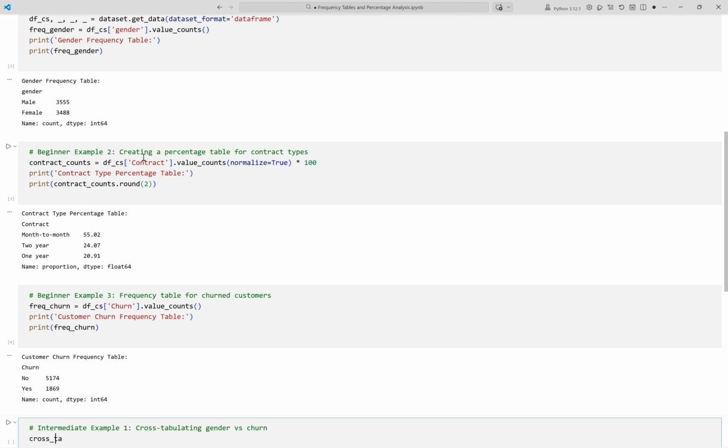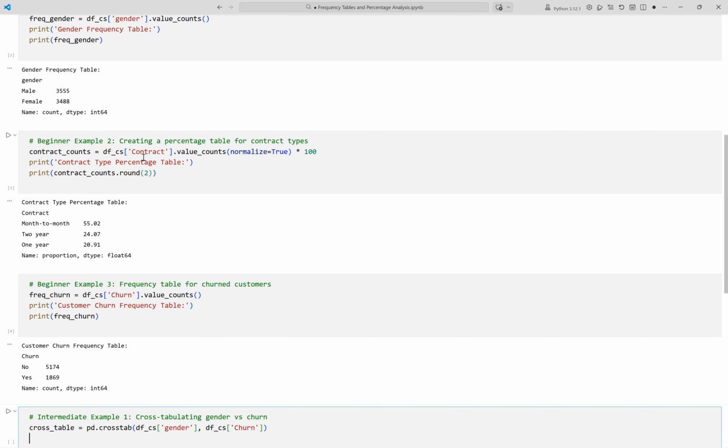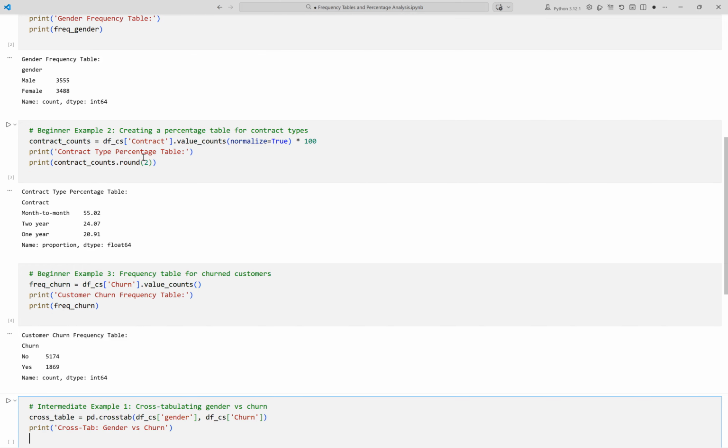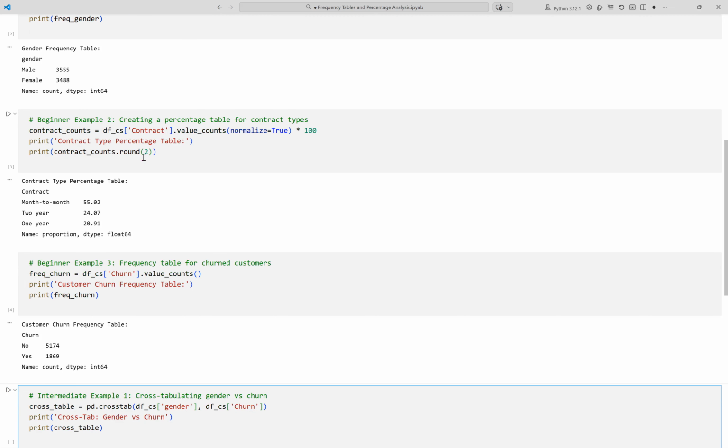We create the cross-tabulation to show the relationship between gender and customer churn. We print the cross-tab table for analysis. We display the frequencies for each gender and churn category.